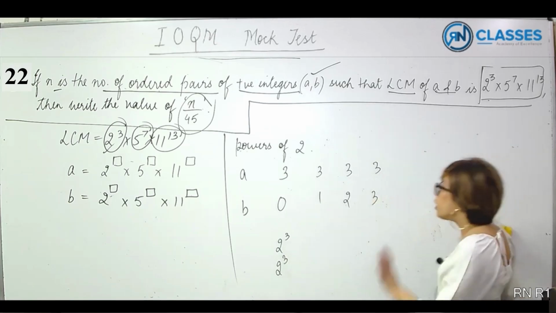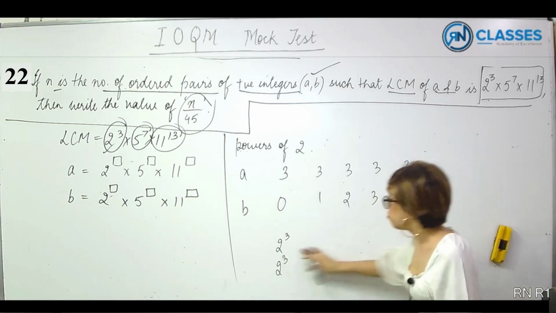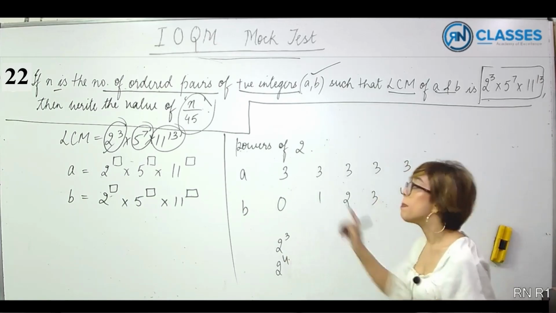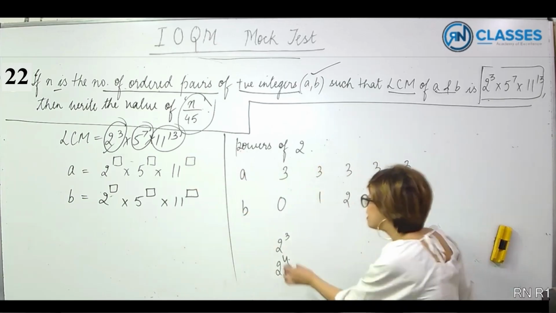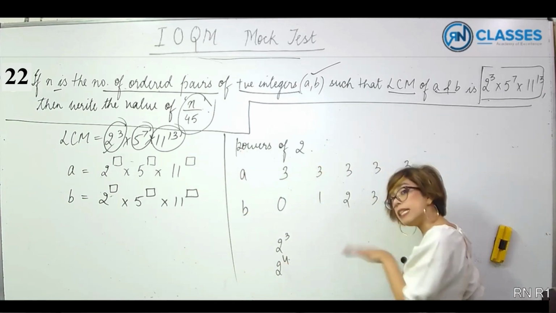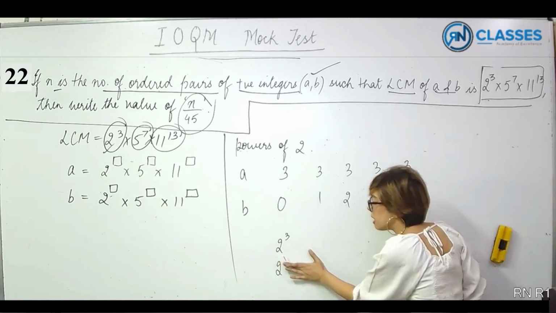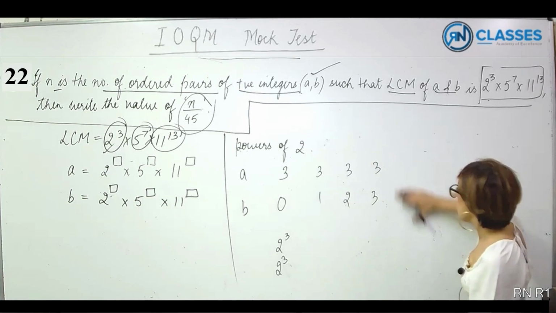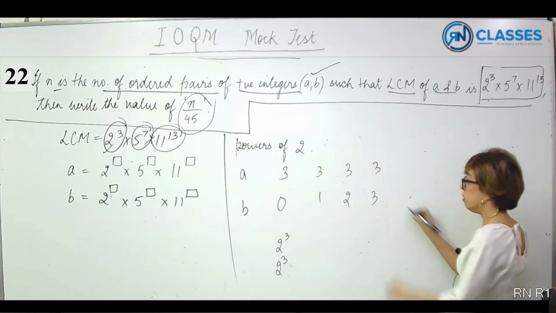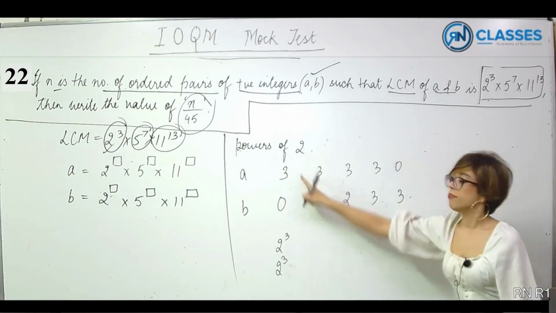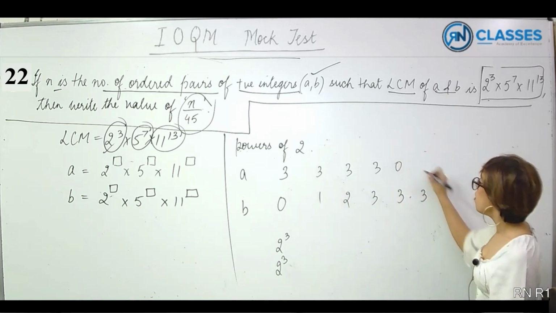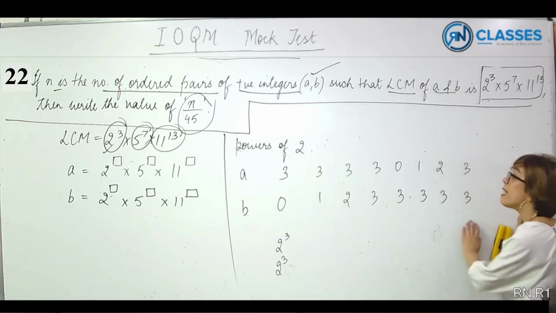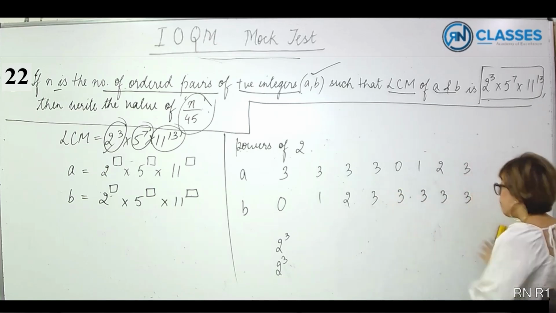Done? Now, you think I can have 3, 4? Mind it, if I do that, my LCM would have 2 raised power 4, but my LCM has 2 raised power 3. That means this power cannot exceed 3. Right? So maximum 3 can be there. Mind it, I am interested in the ordered pairs. Right? So that means I can have 3 over here and 0 over here. Right? I can have 3 over here, 1 over here, 3 over here, 2 over here, 3 over here, 3 over here. This I have already written. Don't write it again. Careful.